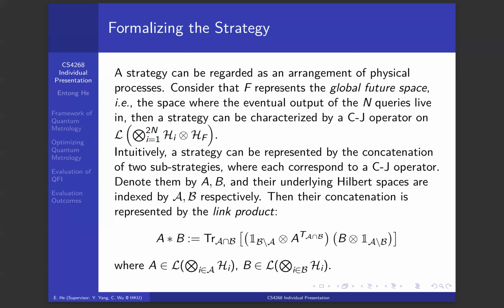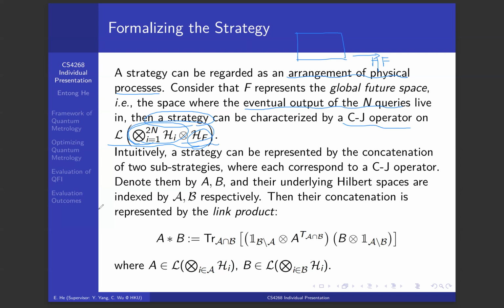So the strategy can be regarded as an arrangement of physical processes, like what we have discussed in the last slide. Consider that we have F as a future space, or I would say the eventual output space of our queries. So a total strategy can be characterized by a Choi operator on the space of linear maps on this space, the tensor of the leading H sub i spaces, which are the spaces of n queries, and H sub f is the future space, where the output of n queries will live. The quantum state of the eventual output from the n queries will live in this space.